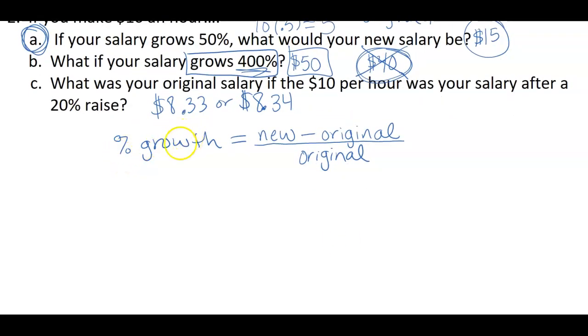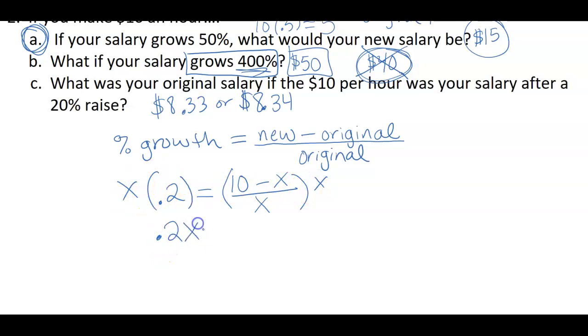So in this problem, you had the percent growth. You know the person got 20% extra than what they got before. So our percent growth is 0.2. You know that the new salary is $10 an hour. And what you don't know is the original amount. So everywhere it says original, that's my unknown X. If I'm going to solve an equation like this, the first thing I would do is multiply both sides by X because I don't like that X is in the denominator. So I'm going to multiply both sides by X, and I'm going to have 0.2X equals 10 minus X.